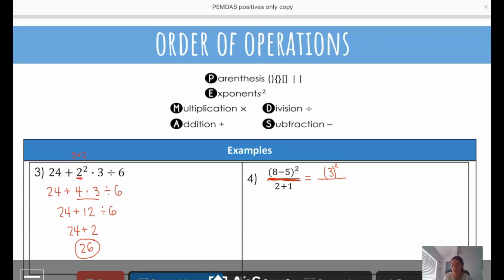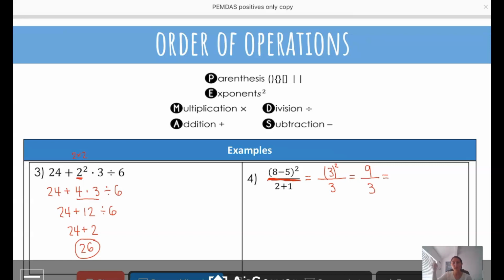And then on the bottom, I have 2 plus 1, so I can start simplifying that as well. Well, 2 plus 1, there's only one operation, so we can just add, and we get 3. 3 squared, or 3 to the power of 2, is telling us to take that base of 3 and multiply it by itself twice. So 3 times 3, which is 9. And then all over 3.